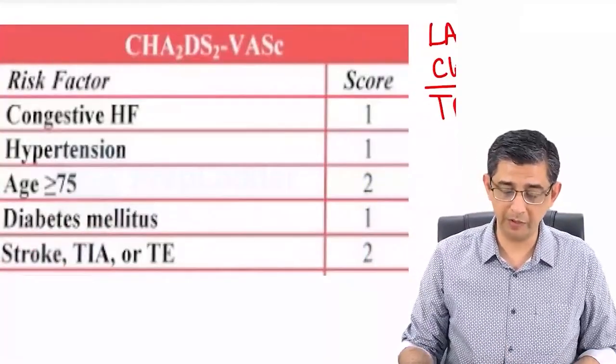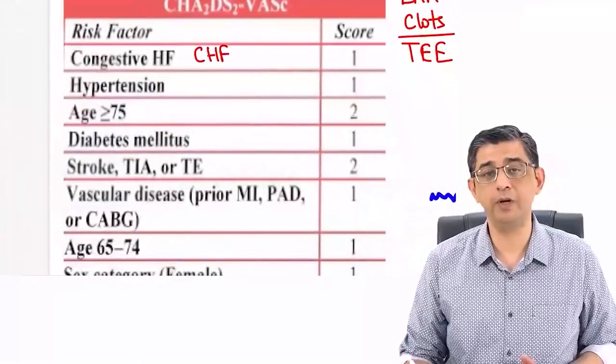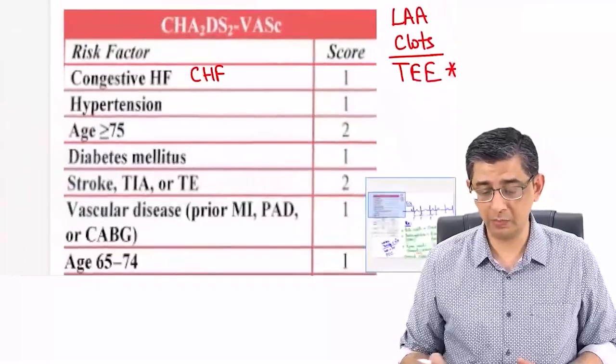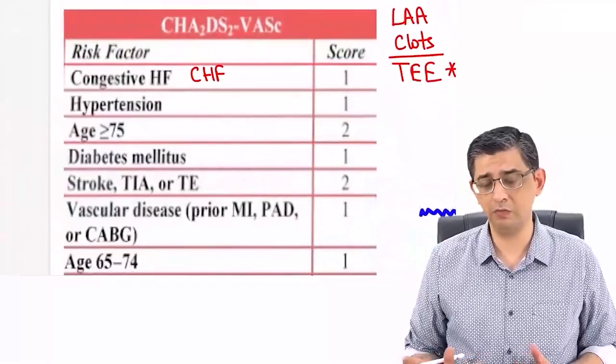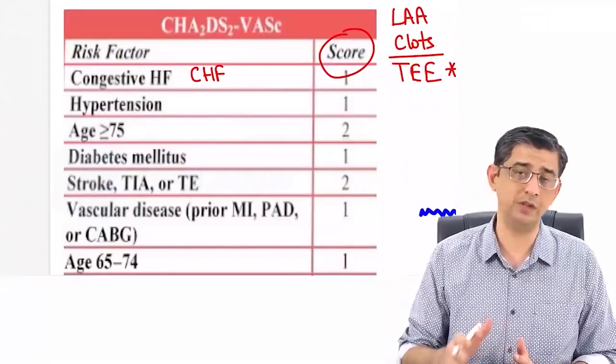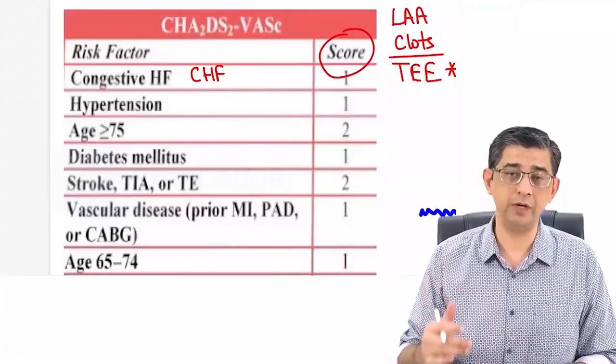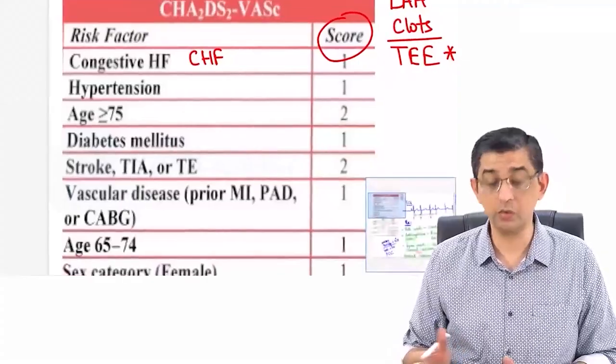Just look at the parameters here. Alphabet C would be standing for congestive heart failure, then hypertension, then age of the patient. You can see that the scores are given. You don't need to remember the scores per se. What you need to remember is mainly the parameters. So just get the parameters right. CHA2DS2-VASc: it is congestive heart failure, hypertension, age, diabetes mellitus, stroke history.